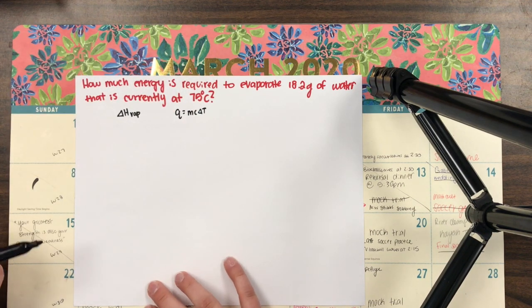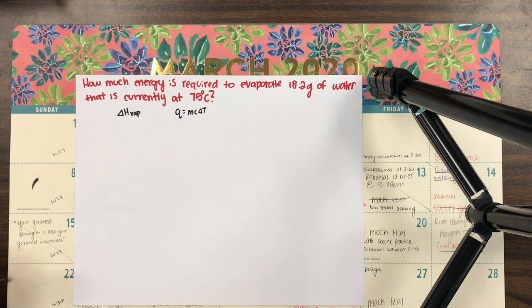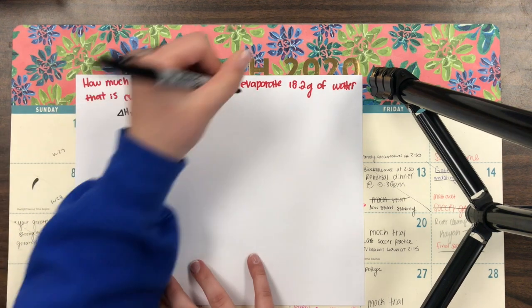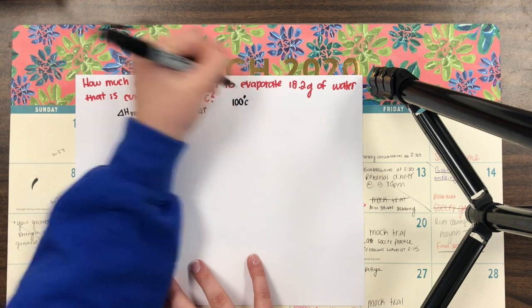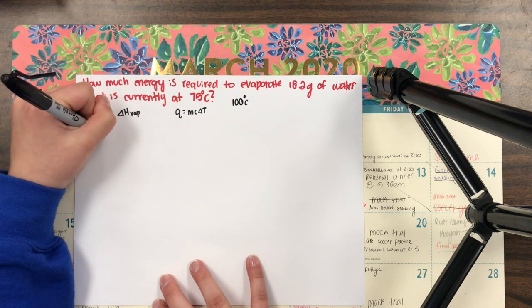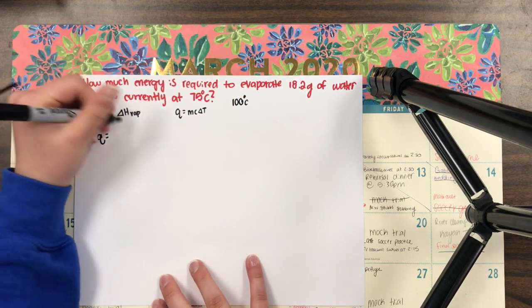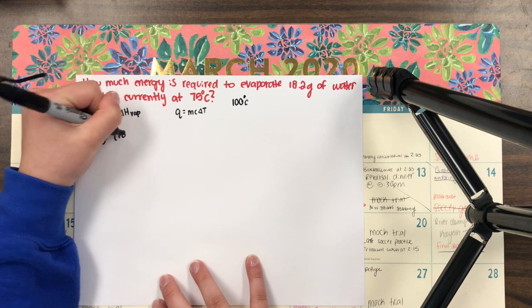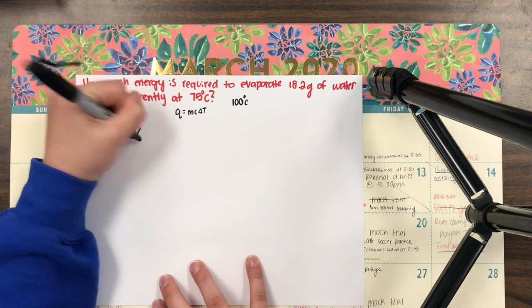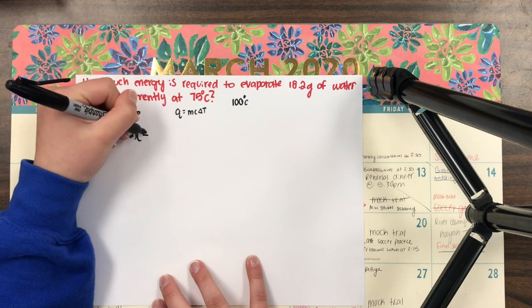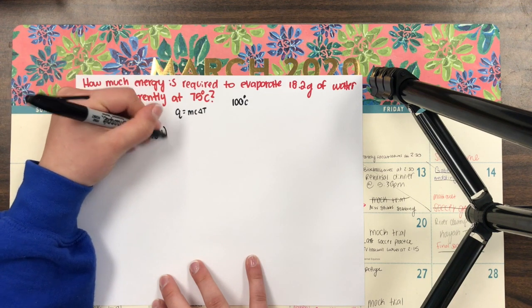To start with, we need to get the water to boiling. That's not the same as evaporating. We need to get the water to boiling, which means we need to increase the temperature to 100 degrees Celsius. So I'm going to plug this into my Q equals MCAT equation to figure out how much energy we need to make that happen. 18.2 is my mass. My specific heat of water is 4.184.